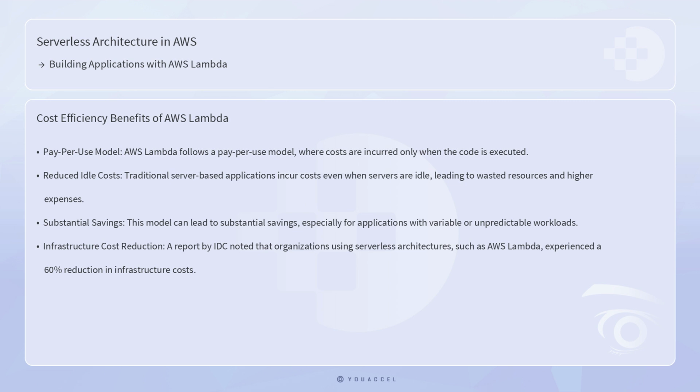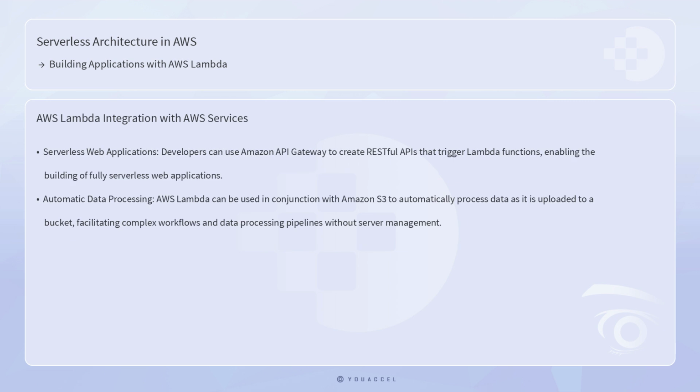Cost efficiency is another significant benefit of AWS Lambda. Traditional server-based applications incur costs even when the servers are idle, leading to wasted resources and higher expenses. AWS Lambda follows a pay-per-use model where costs are incurred only when the code is executed. This model can lead to substantial savings, especially for applications with variable or unpredictable workloads. For example, a report by IDC noted that organizations using serverless architectures, such as AWS Lambda, experienced a 60% reduction in infrastructure costs.